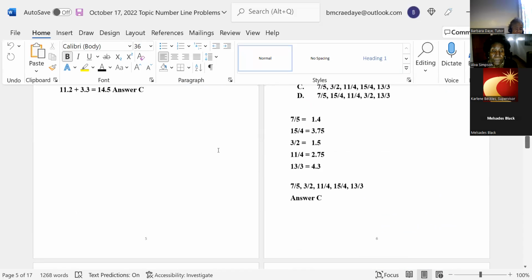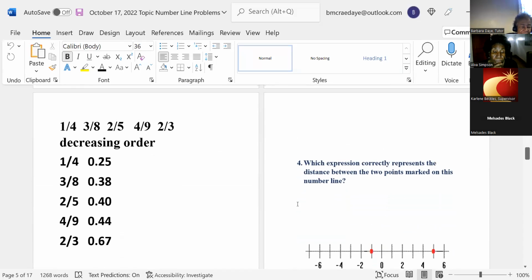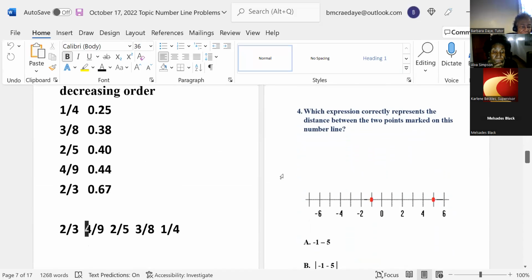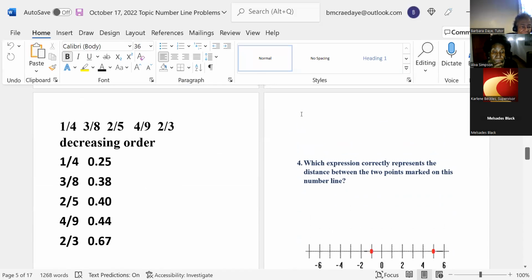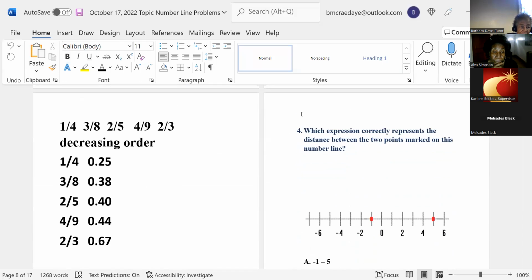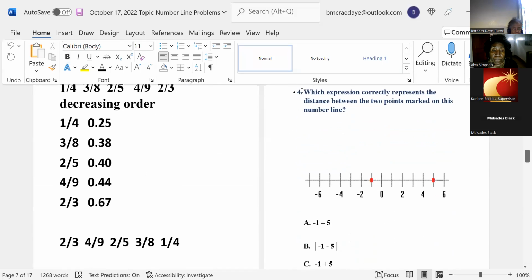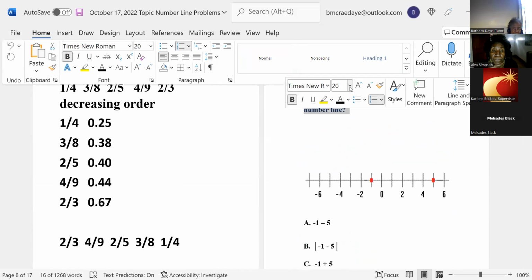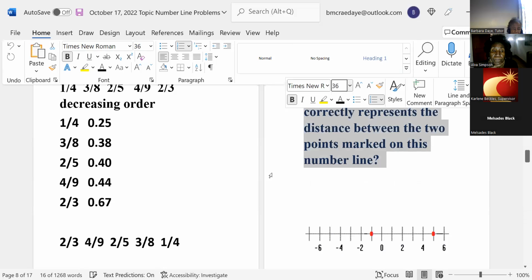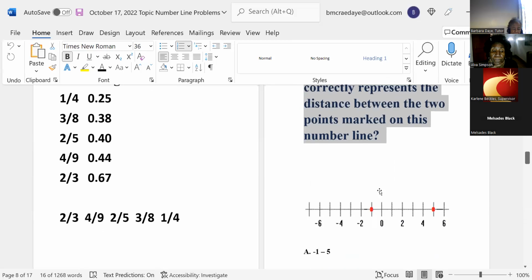Okay, so that was number 3. Let's go to number 4. All right, number 4 is distance between points, and I gave you a number line. Let me bring this up some. Can I make it bigger, please? Can you see it? Hardly. Okay, let me make it bigger. The focus is not good. Which expression correctly represents the distance between the 2 points marked on this number line?